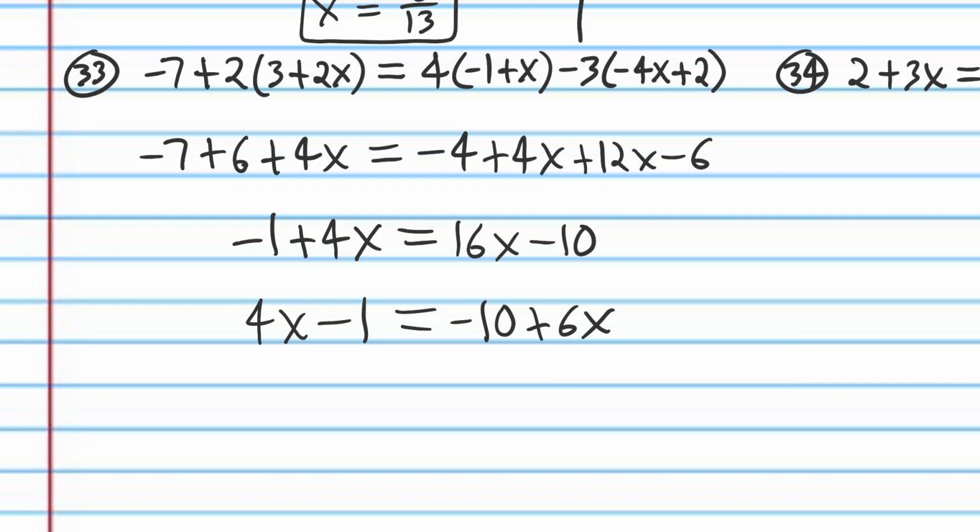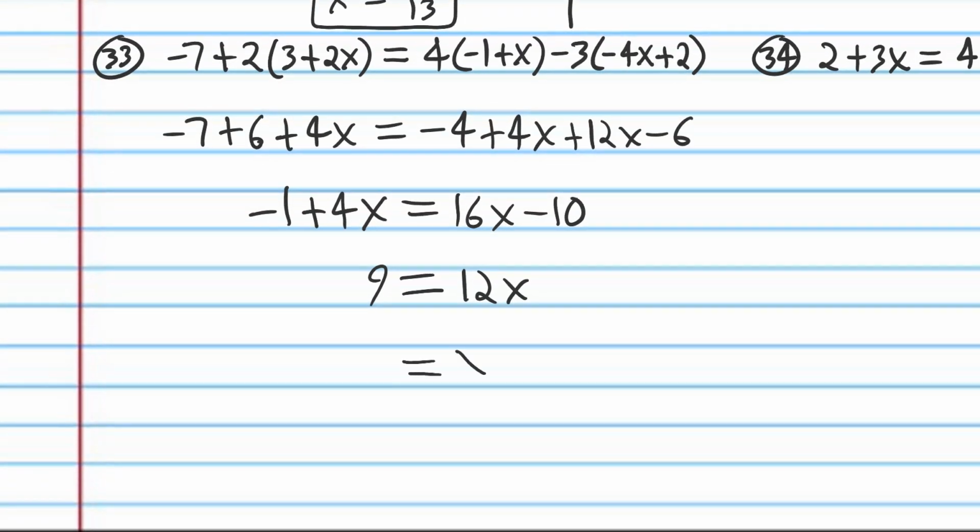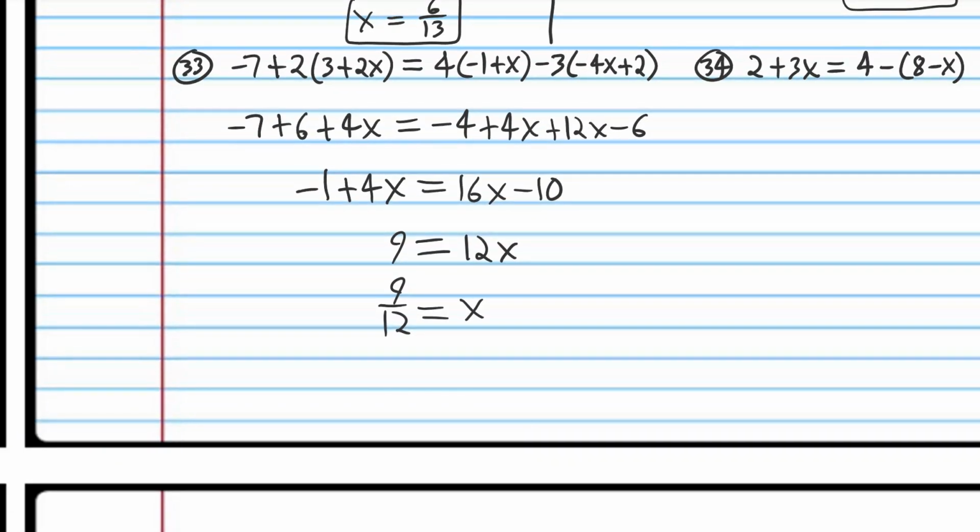Whoops, that should have been a 16x. I'm sorry, 16x. Now I'm confusing you. All right. So we're going to subtract 4x from both sides and add 10 to both sides. Divide both sides by 12, and we get 9 over 12. But if you stop there, we got to go one more step. We got to reduce. So we got to divide both sides of that fraction by 3 to reduce it. And then we get 3 over 4.